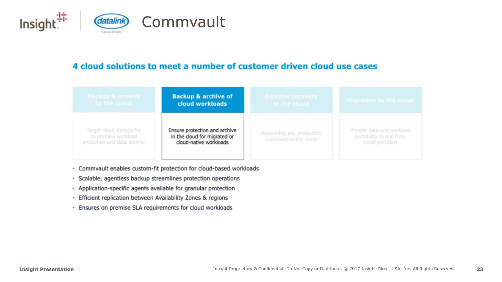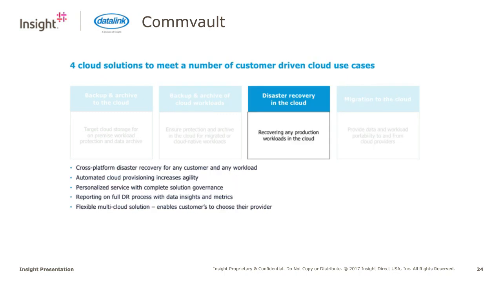It'll help with replication between availability zones and regions. So if I am set up in multiple regions of a cloud provider, Commvault will help orchestrate a lot of that replication and make sure that if I do need to recover inside of another availability zone, that backup data, that archive data is there waiting for me. And I can ensure an SLA around cloud workloads through that integration with Commvault today.